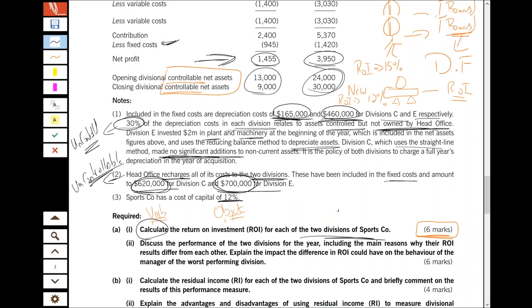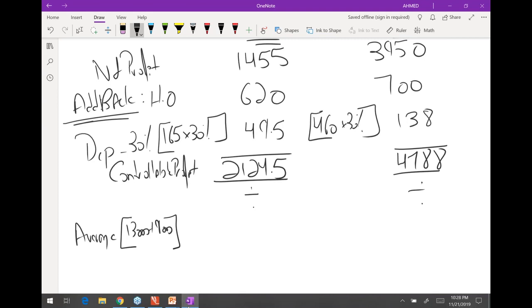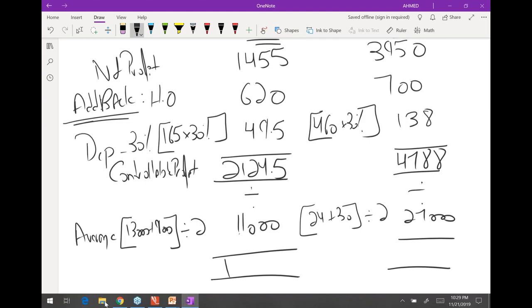13 plus 9 divided by 2 makes 11,000. And here it's 24 plus 30 divided by 2 makes 27,000. And the answers are 19.3 and 17.7.